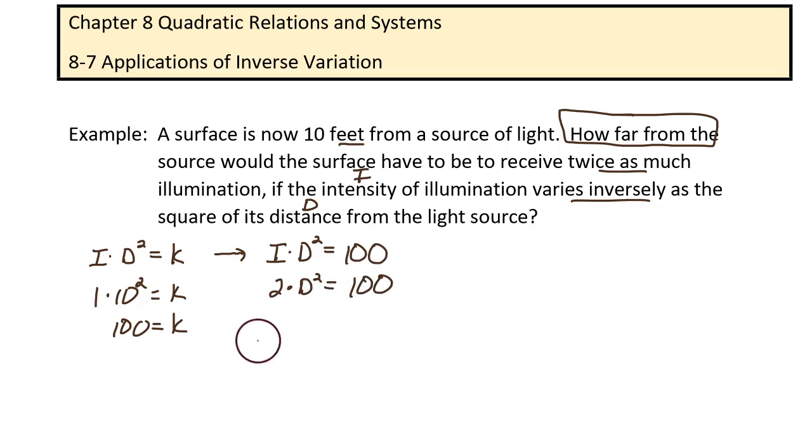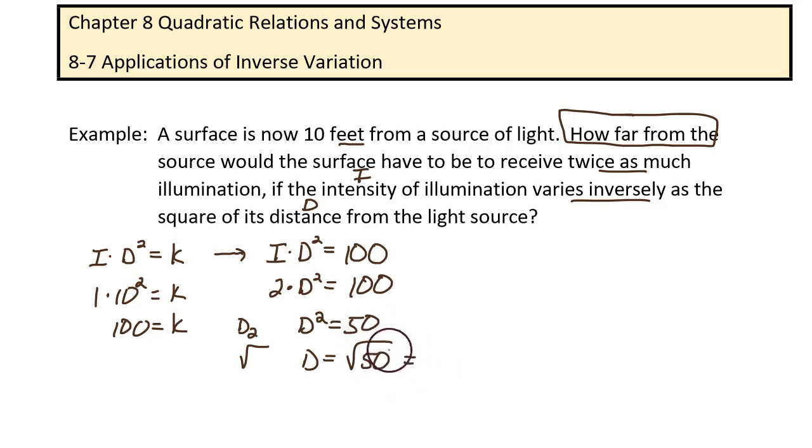Now we want to solve this equation for D. So divide by 2 on both sides. D squared is equal to 50. Then, how do you remove squaring? With square root. So D is equal to the square root of 50.